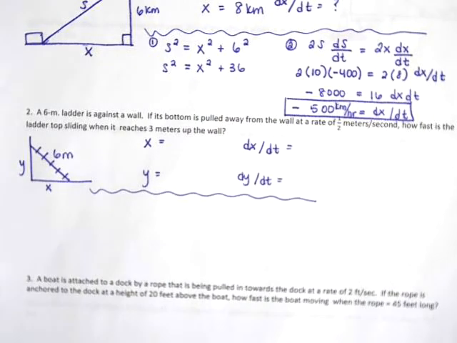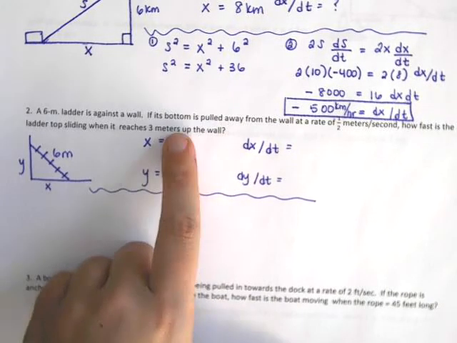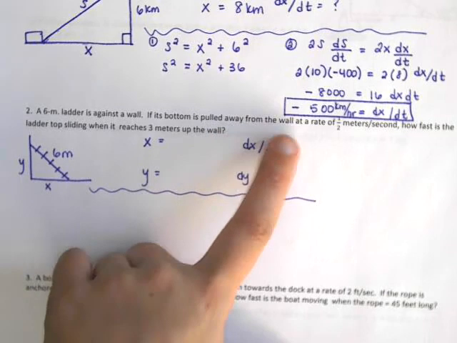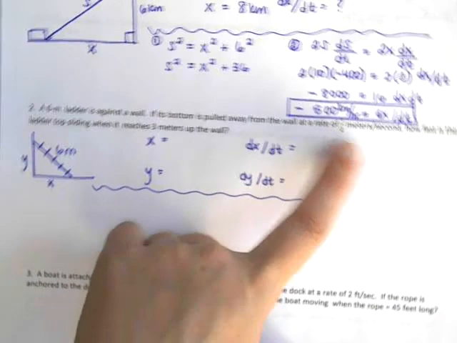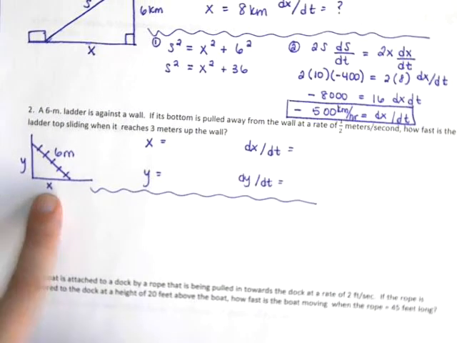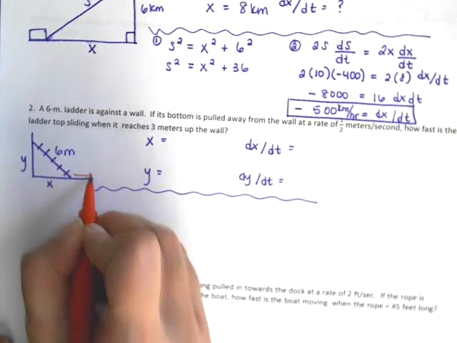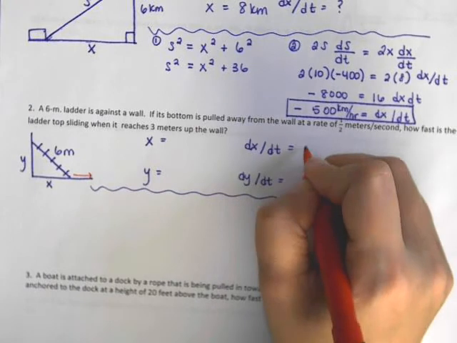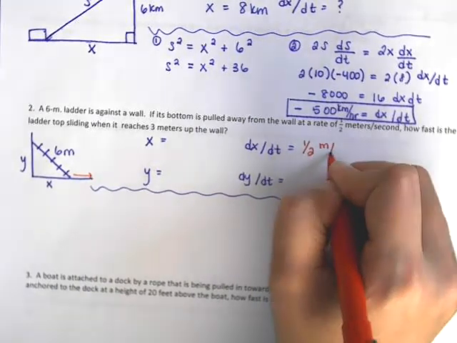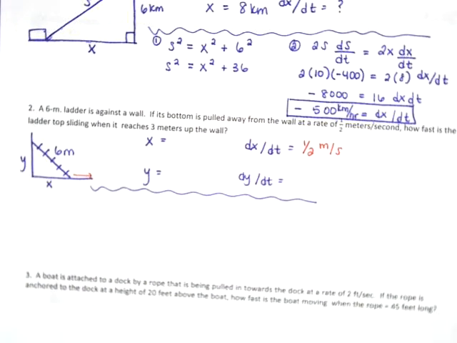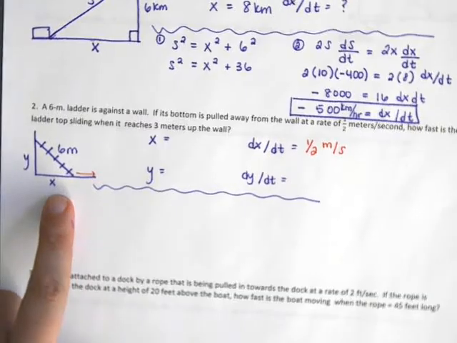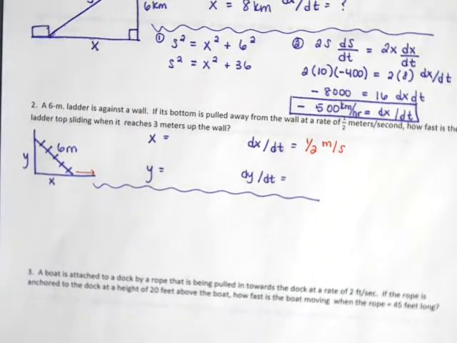Let's fill in what we know. The bottom is being pulled away from the wall at 1/2 meters per second. That means that x is getting bigger because the bottom is sliding away from the wall. So I would write 1/2 meters per second, and I'm leaving it as a positive number this time because this is getting bigger. If it was being pushed back towards the wall, I would make it a negative number because x would be getting smaller.